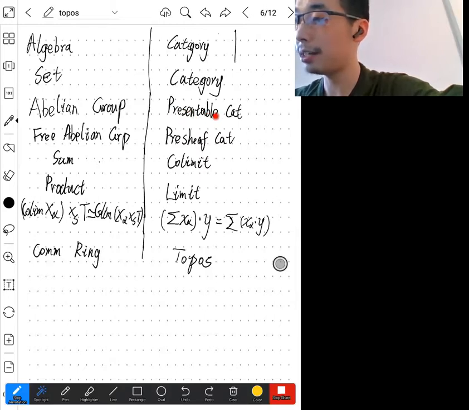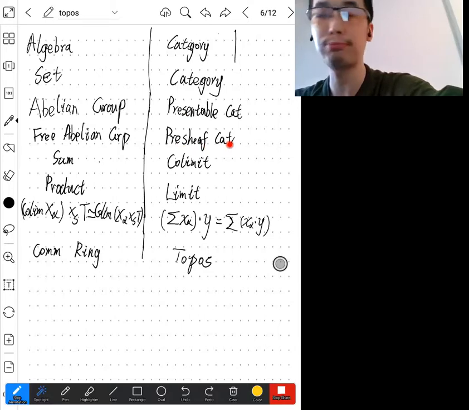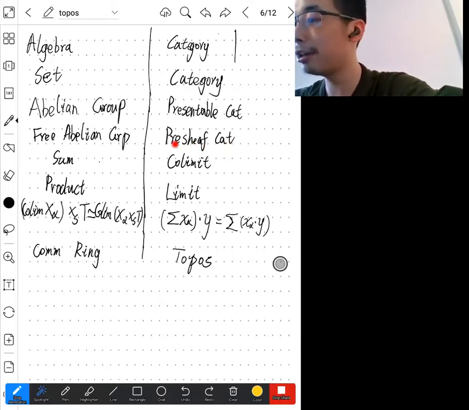But I mean, maybe we can first think of the presheaf category. We have already seen what this presheaf is. The presheaf category behaves like the free abelian group: we take the free coproducts and we get a precategory. We will explain this later.